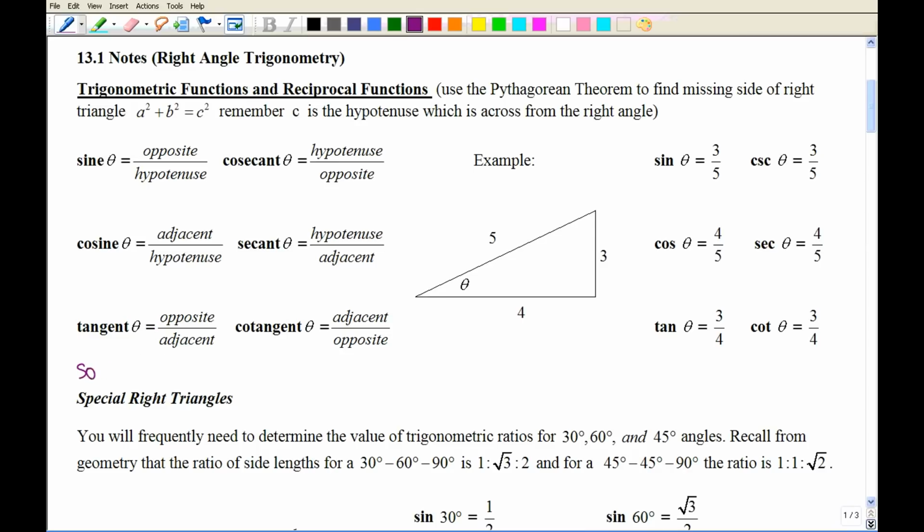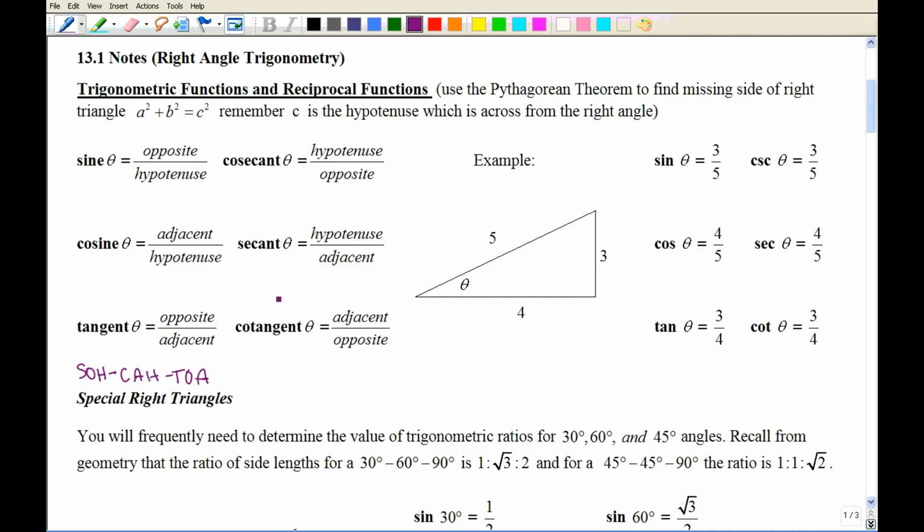And you've probably already heard this before: SOHCAHTOA. So if you're just reading it left to right, sine is opposite over hypotenuse, cosine is adjacent over hypotenuse, and tangent is opposite over adjacent.